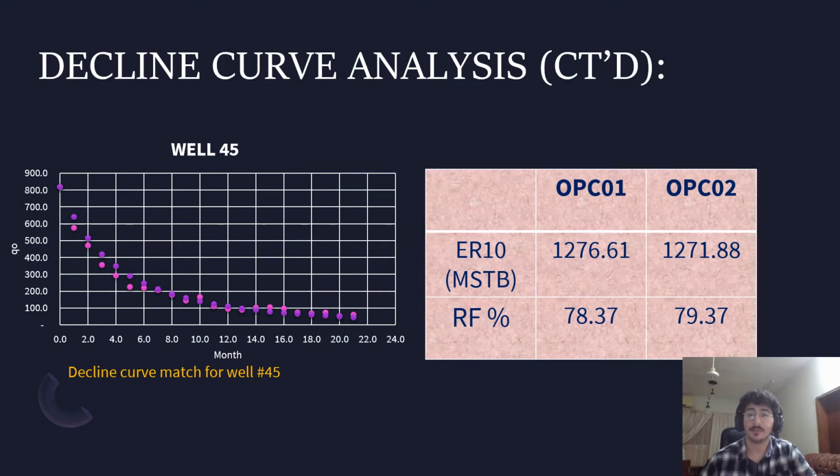We have obtained very close numbers for the predicted production, which are shown in ER10. Again, it's in MSTB. And the recovery factor here is also very close for both scenarios. The recovery factor here is actually telling us that most of the production was conducted in the first 2 years, and in the next 10 years, 20% will be recovered.